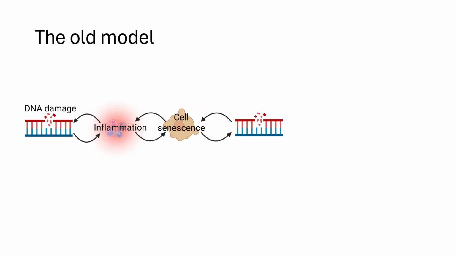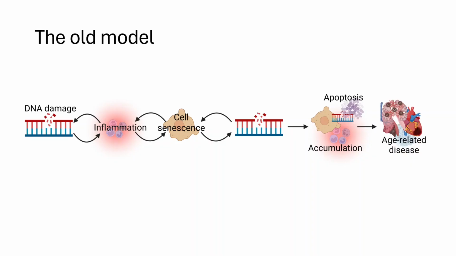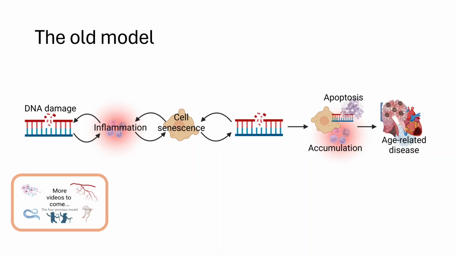So in the old model, we had DNA damage leading to things like inflammation and cell senescence, and we had a bunch of positive feedbacks leading to more damage, more senescence, more inflammation, and this led to cell death, cell loss, damage accumulation, inflammaging, and that was supposed to cause age-related disease. I'm going to explain this in more detail in more videos to come, but essentially these models didn't work. They are absolutely terrible at predicting how and why we get age-related diseases, which is why there are almost no models for how we get age-related diseases as a direct result of aging.